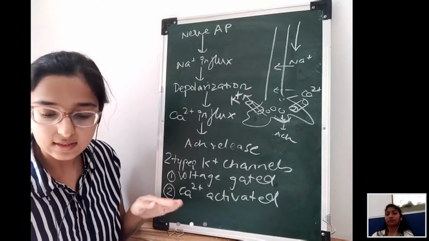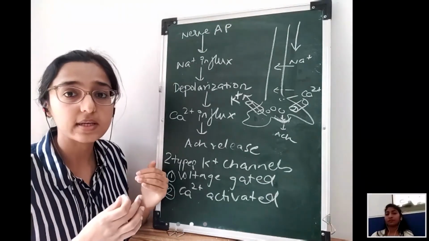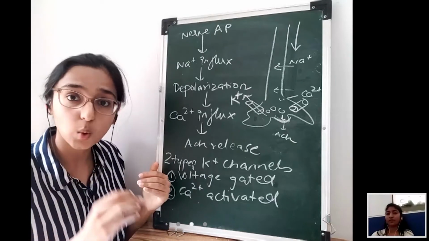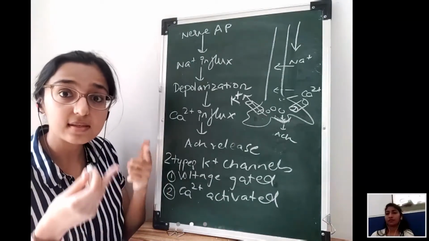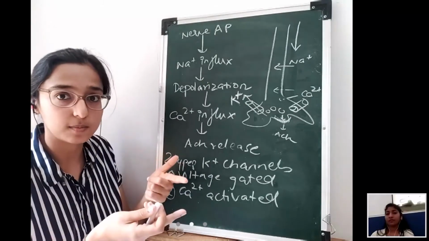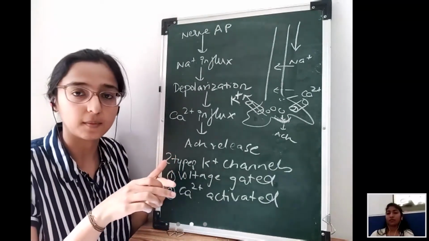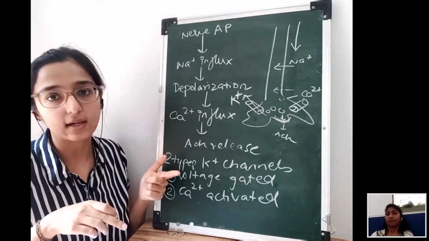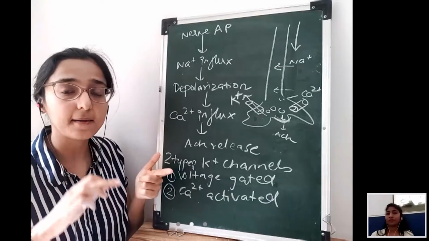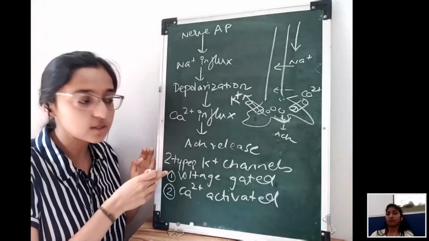Is this understood, the understanding of which ion comes in first? First sodium comes in and causes depolarization. Then the message goes to the calcium channel, which opens and lets calcium enter. That message goes to the vesicle, and the vesicle comes and releases acetylcholine. At the same time, the depolarization wave, the change which has occurred, causes stimulus of the potassium channel.